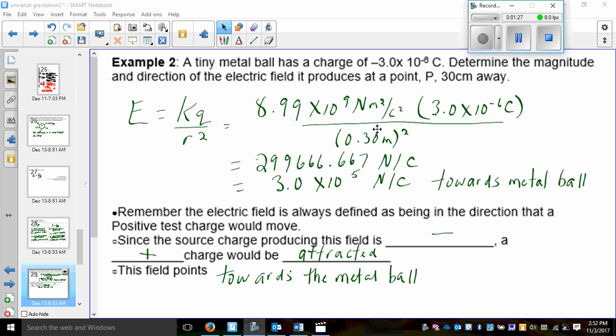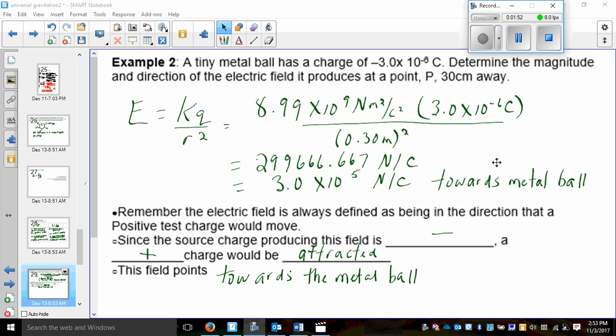When we calculate that out, let's look at the units. Newton meter squared per coulomb squared times coulombs divided by meter squared. So our meter squared cancel out. Coulombs over coulomb squared, we're left with per coulomb. Newton per coulomb. Okay, this becomes 3 times 10 to the 5 newtons per coulomb.